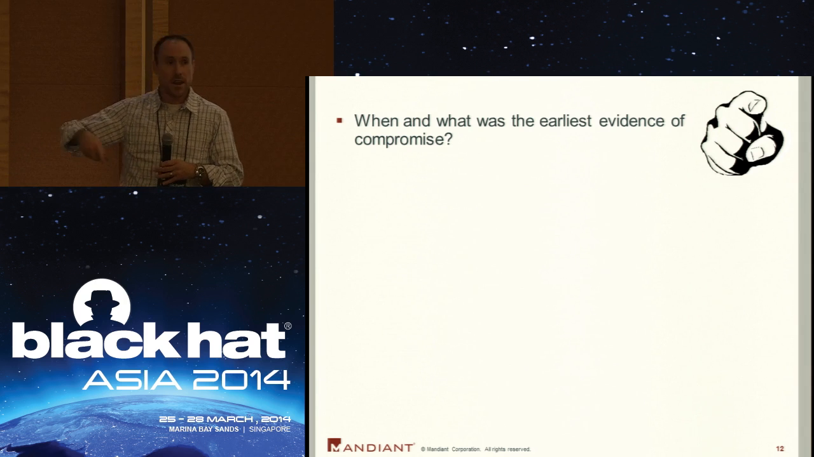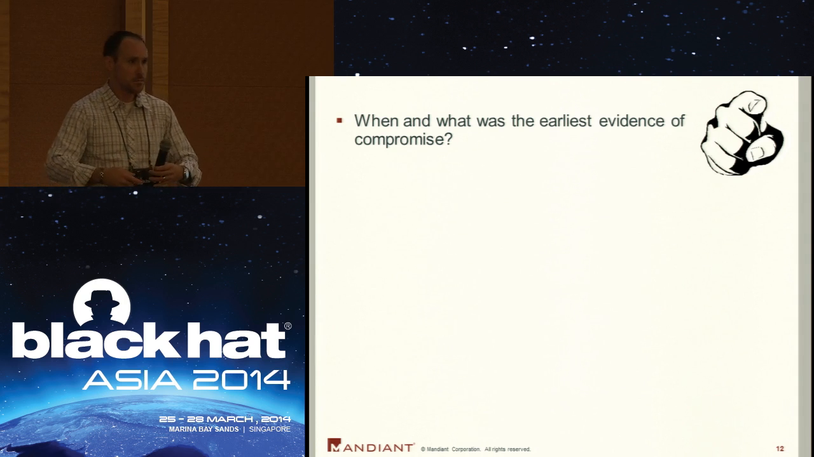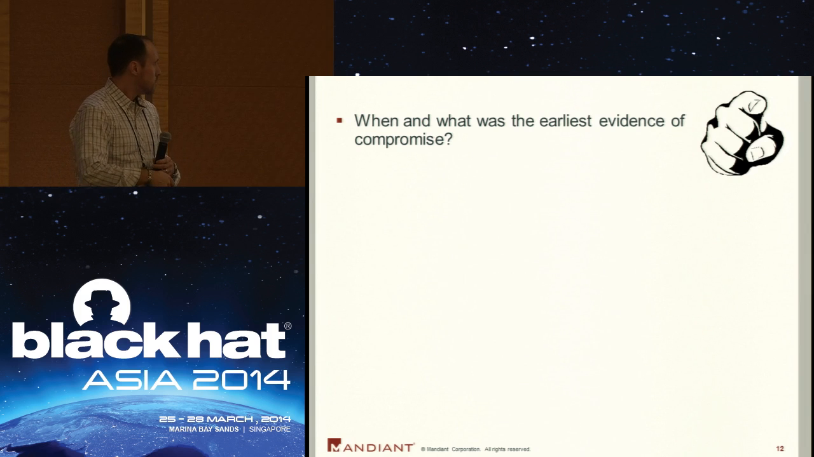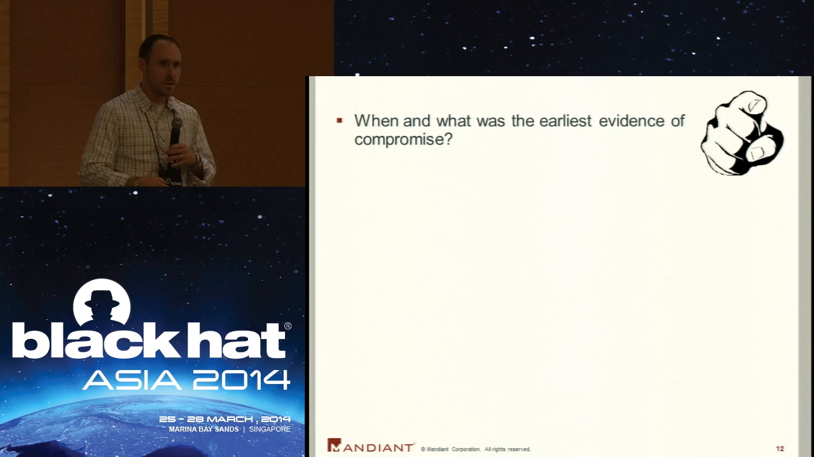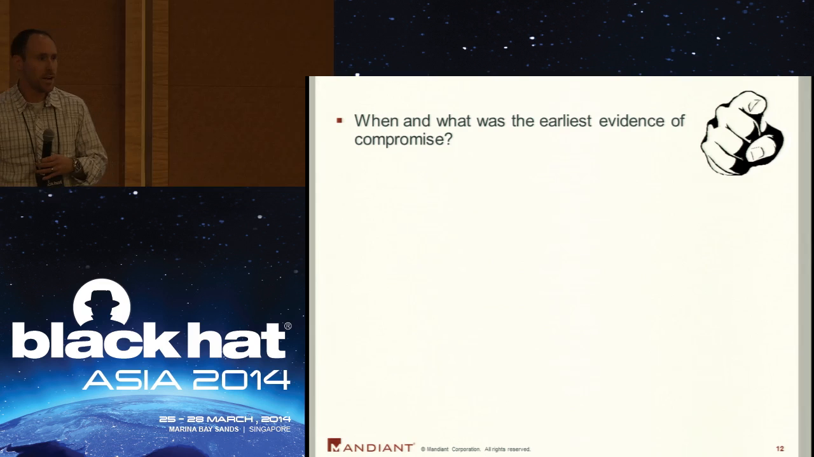So I want to go over what are the questions you need to answer now as an investigation lead, as a technical person. So how far back does this go? When is the earliest evidence of compromise? In certain types of investigations, this is really important and has a bottom line impact.